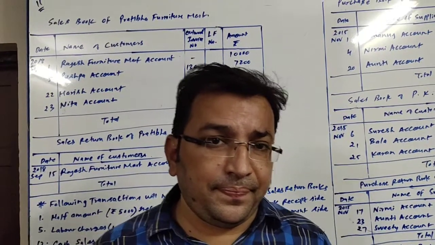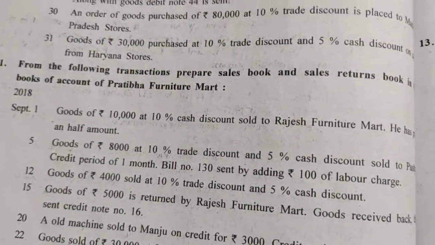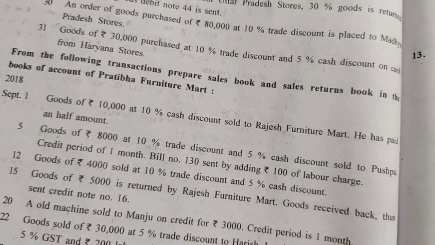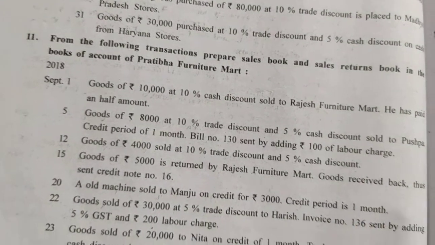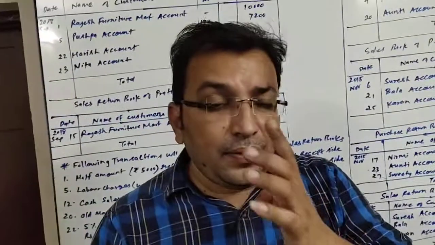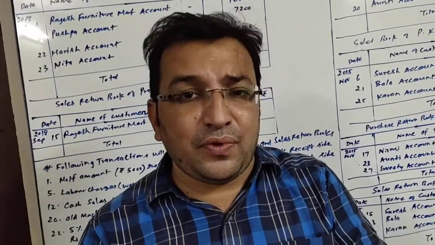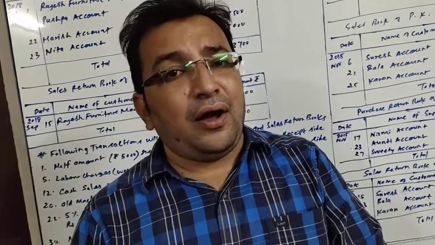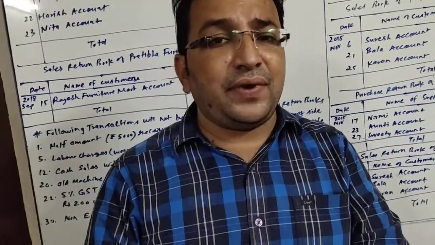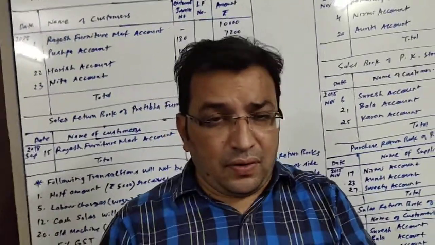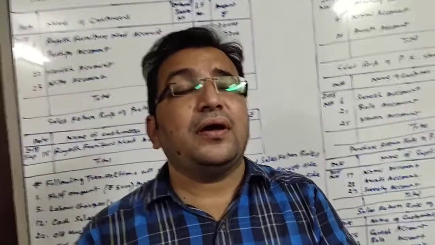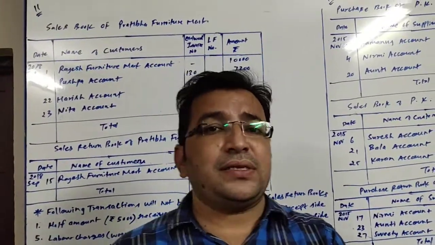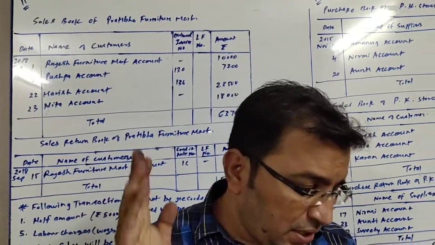Let's have a look at the sum. From the following transactions, prepare the sales book and sales return book in the books of account of Pratibha Furniture Mart. Here it is not mentioned whether it is a columnar or simple subsidiary book, that is, sales book and sales return book. So we will be making a simple sales book and a simple sales return book.